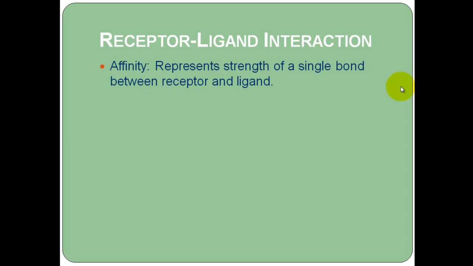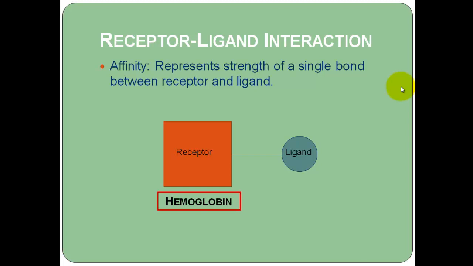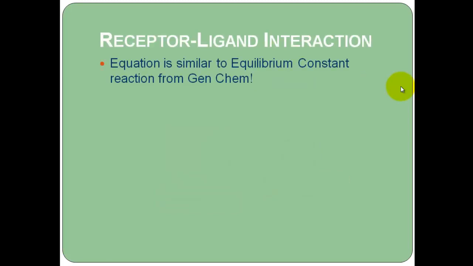So, let's begin by looking at the basics of receptor-ligand interactions. Let's look at the definition of affinity. Affinity represents the strength of a single bond. In general, this is between a receptor and a ligand. And later on, our receptor will be hemoglobin, and the ligand will be many other molecules like oxygen and carbon dioxide.